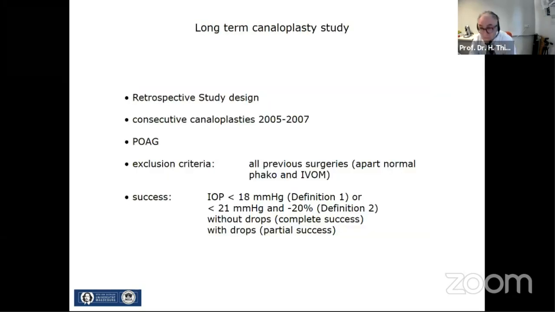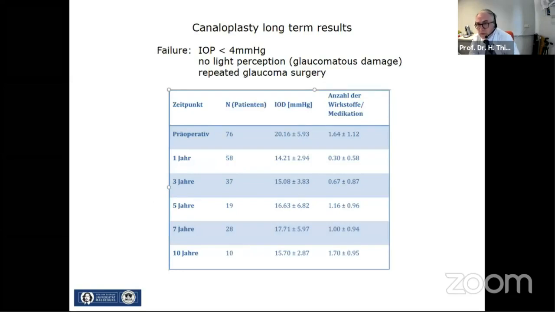So this is very briefly the retrospective study design. It hasn't been published yet because it's been part of a habilitation, which in Germany is prohibited to be published, but we are going to do that in the future, soon to come. So these are the canaloplasties I mentioned, the years, and we have the exclusion criteria or previous surgery apart from normal phaco and normal anti-VEGF intravitreal injections, and the success is here defined as below 18, as you know, and definition one, definition two, without and with drops as complete or partial success respectively.